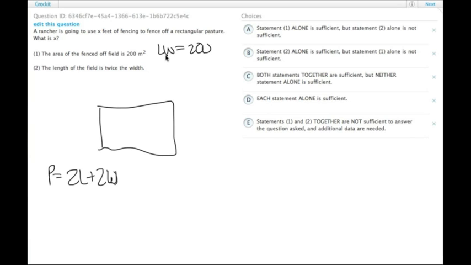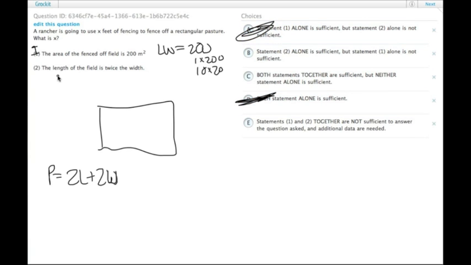And while that is a second equation, remember we have 3 variables, and there's multiple different combinations of numbers. They could be 1 by 200 or 10 by 20 or some other numbers with fractions and stuff like that we don't even want to get into. So because there's too many different values here, there's no way we could solve for the perimeter just on statement 1. So it's insufficient. We get rid of A and D.